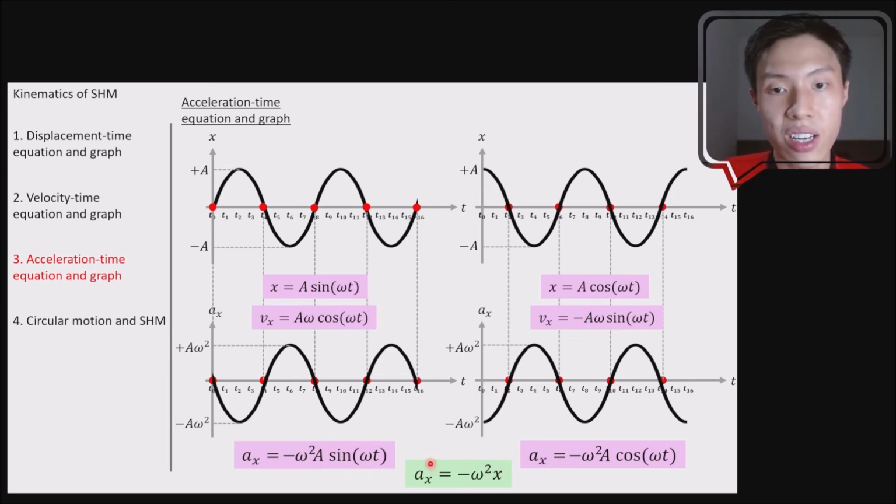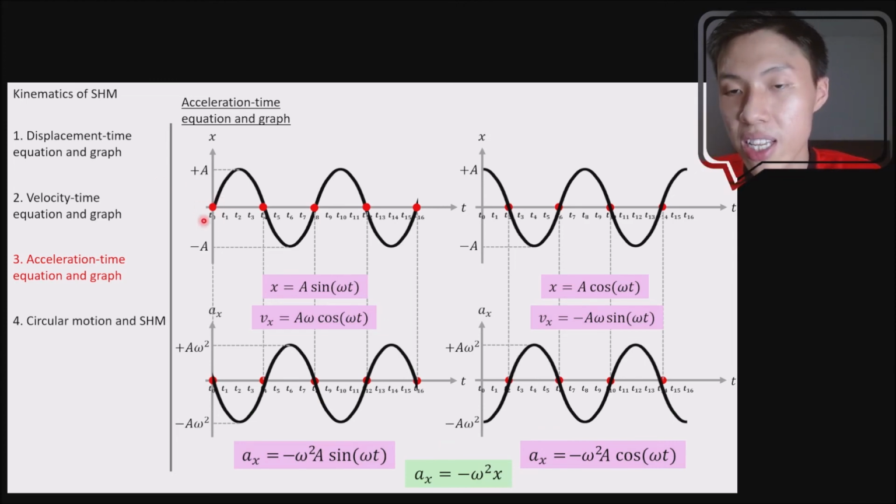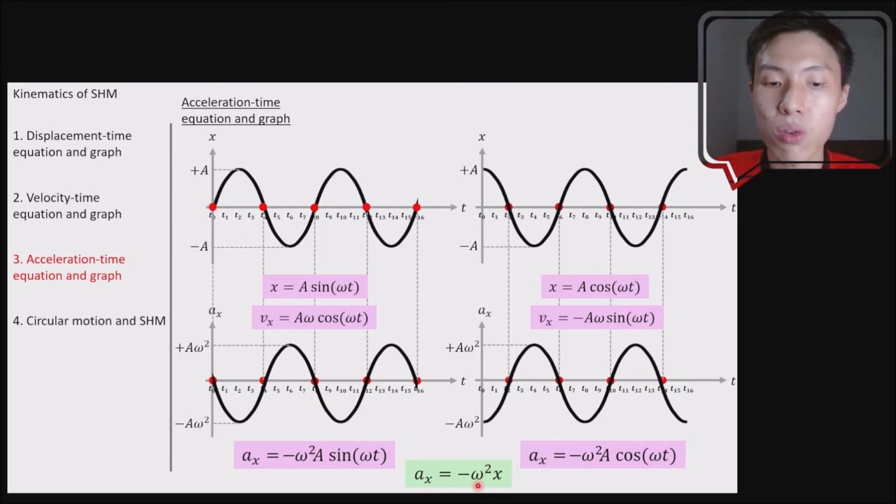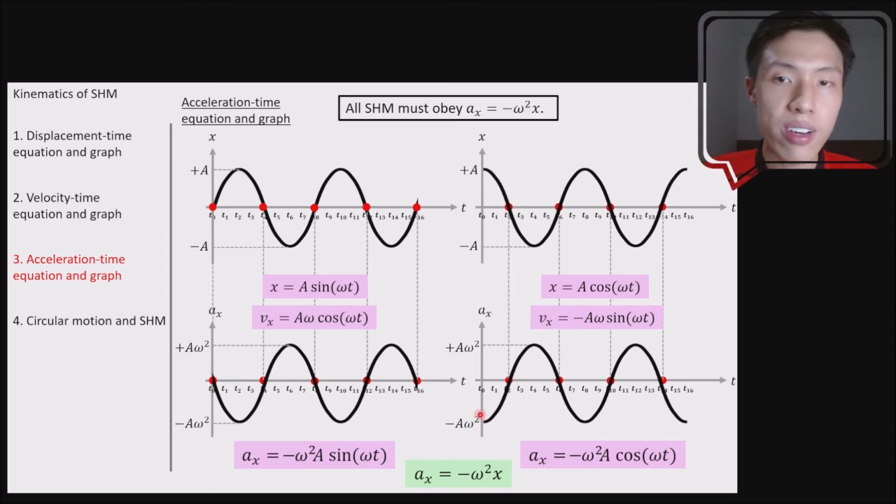This is for sure. Okay, this one, it's true no matter how you start the oscillation. You start the oscillation at the equilibrium position, it will still obey a equals negative omega square x. You start at the amplitude, the positive side or the negative side, you still get a equals negative omega square x. This one must be obeyed. Therefore, the second point I want to deliver is that all simple harmonic motion must obey a_x equals negative omega square x. Of course, when I say must, it's a bit too restrictive because it can be a_y equals negative omega square y, or it can be a_z equals negative omega square z.